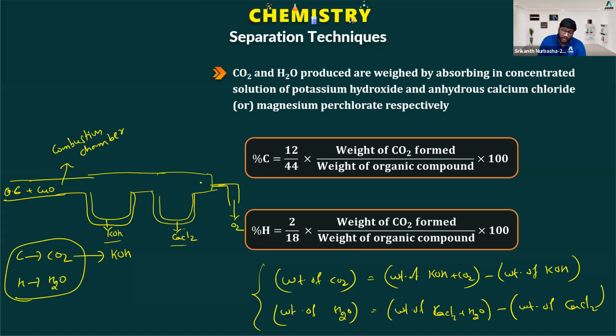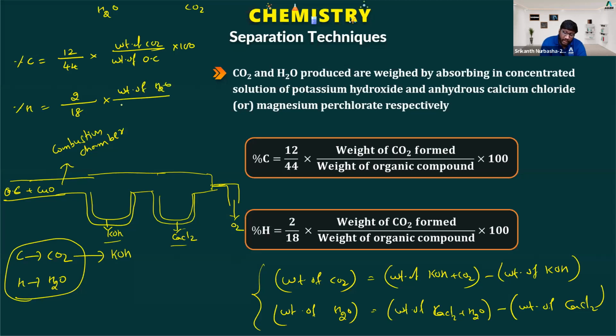So using these two relations, percentage of carbon is equal to: in the CO2, we have only one carbon, atomic weight of carbon is 12. What is the molecular weight of CO2? 44. 12 by 44 into weight of CO2 divided by weight of organic compound into 100. And percentage of hydrogen is equal to: in H2O we have two hydrogen atoms, each hydrogen has atomic weight of 1. So two hydrogens, 2, divided by molecular weight of H2O, 18, into weight of H2O divided by weight of organic compound into 100.